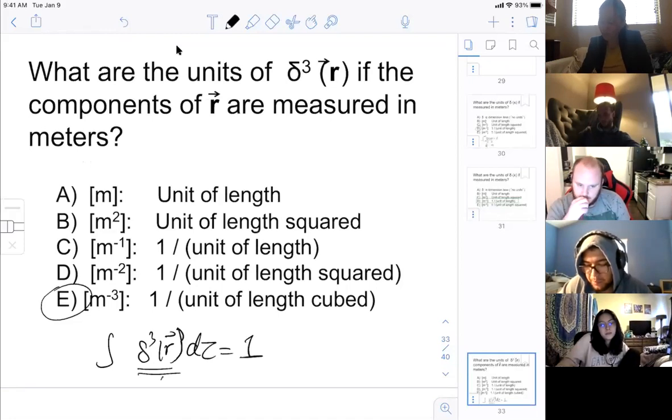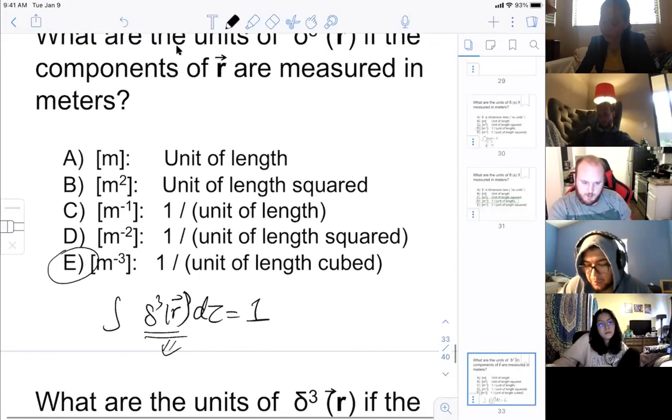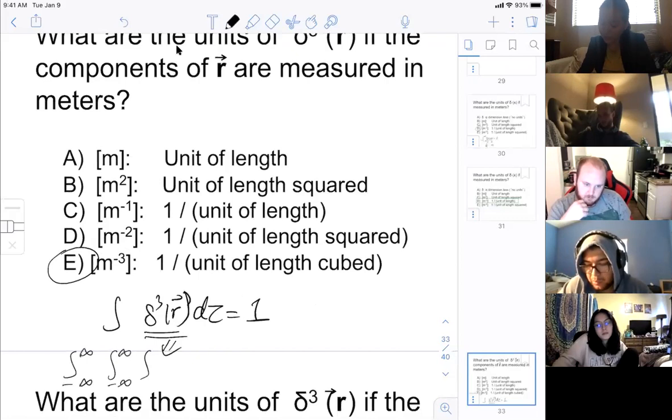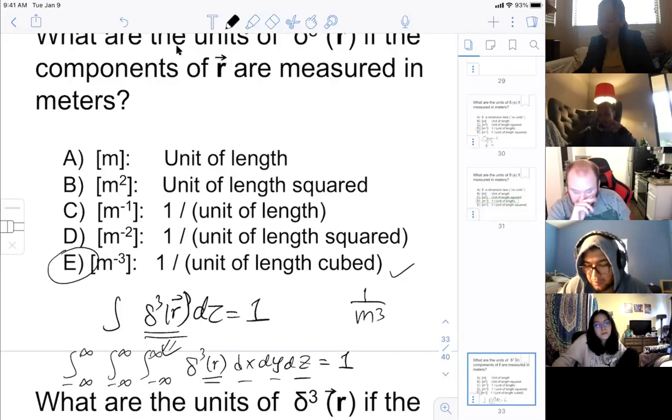Because if you expand this expression, you're really doing an integration from -infinity to infinity. You've got 3 of them for x and y and z, dx, dy, and dz, to be 1, right? So each of them is a meter, so this has to be 1/meter cubed. Excellent, very good.